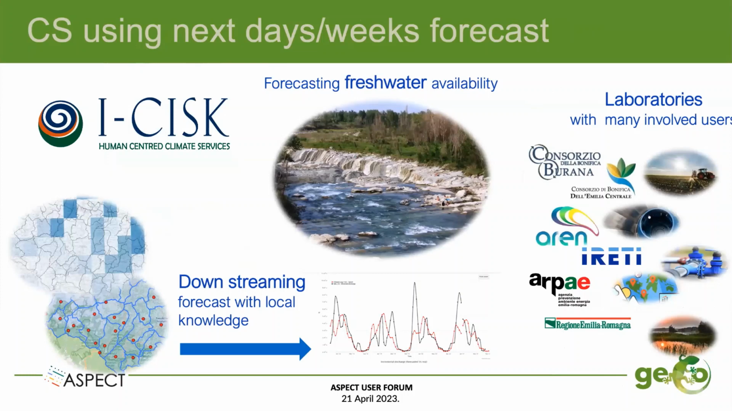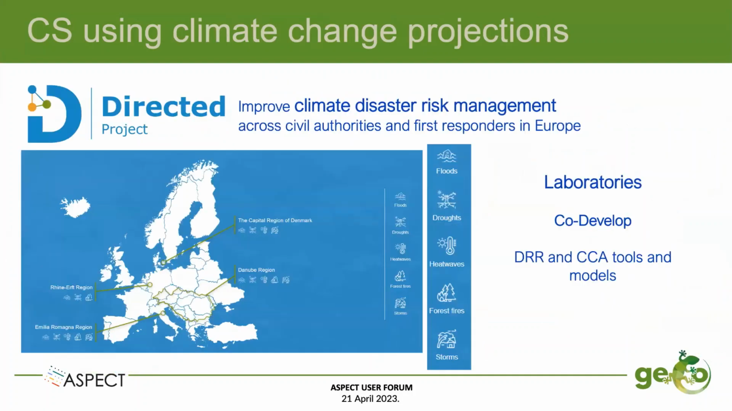in the next decadal. We are now active in the ICISC project, our Horizon Europe research project, and we are working in Emilia-Romagna with Arpaio and other stakeholders like AREN and IRETI. We are working in a specific reservoir, in specific basins, where there are multiple users of the same basins. The idea is to provide them a climate service that is able to forecast, days and weeks in advance, the availability of water for multiple concurrent users.